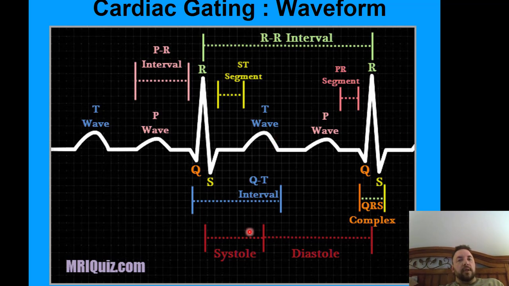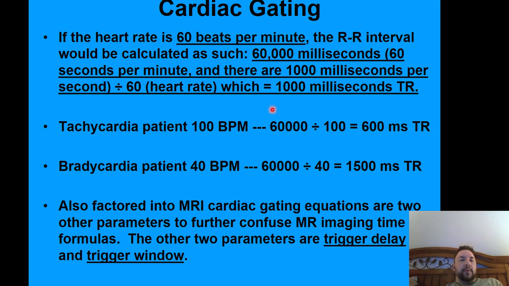Ideally, what we look for is end systole to mid diastole. So we really want to image in this segment right in here, because we don't want to just include from R to R, we'd have too much beating of the heart motion. There's methods that we can achieve this end systole to mid or late diastole opportunity of imaging. And how do we do that? Using a trigger delay and trigger window.